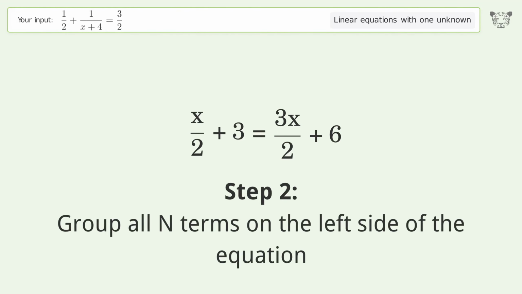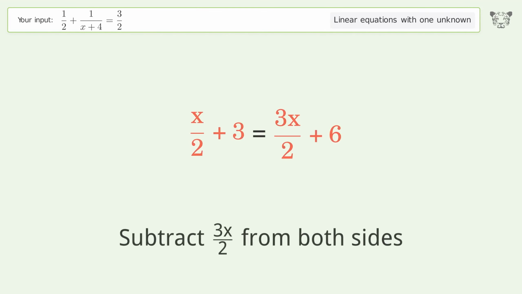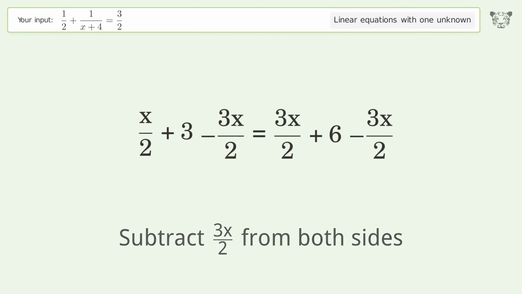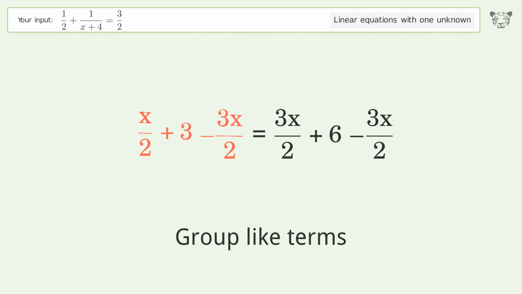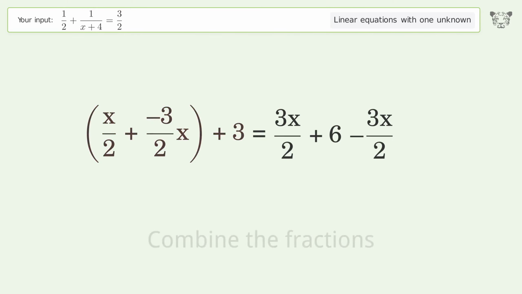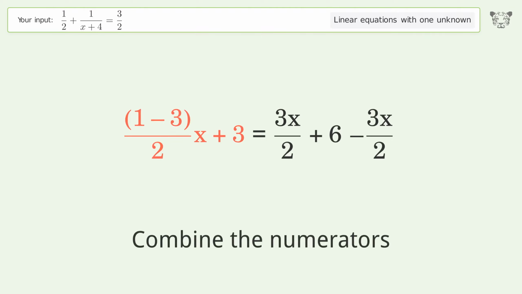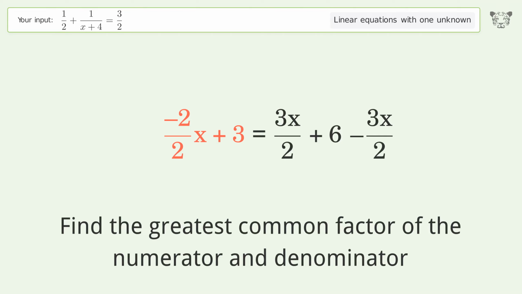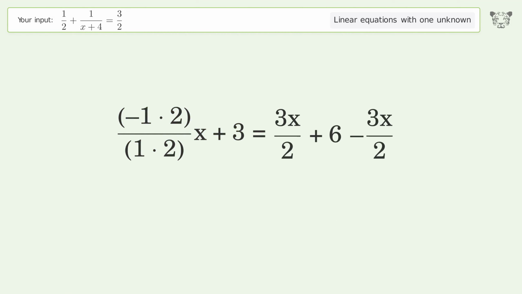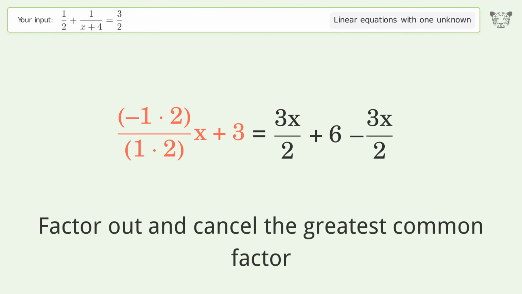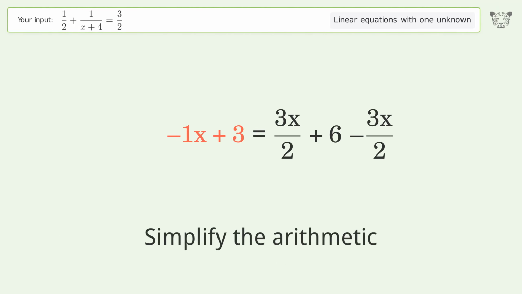Group all x terms on the left side of the equation. Subtract 3x over 2 from both sides. Group like terms. Combine the fractions. Combine the numerators. Find the greatest common factor of the numerator and denominator. Factor out and cancel the greatest common factor. Simplify the arithmetic.